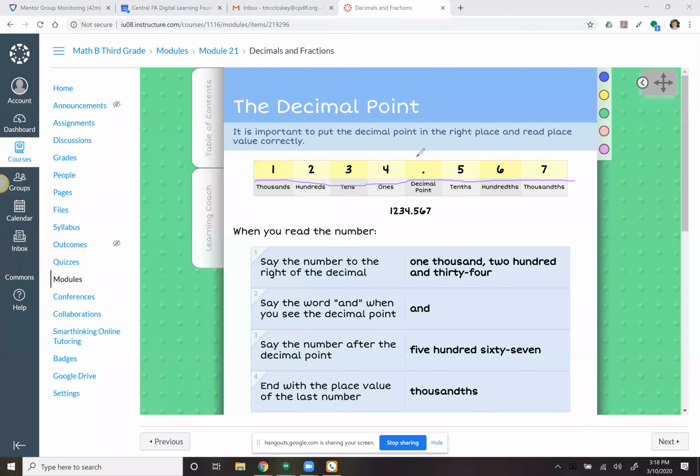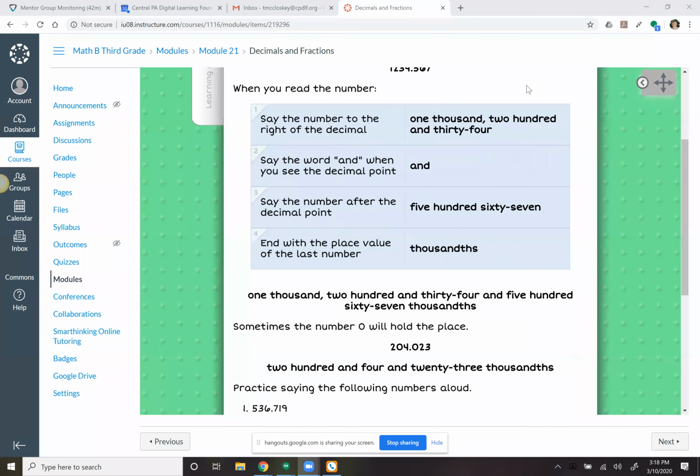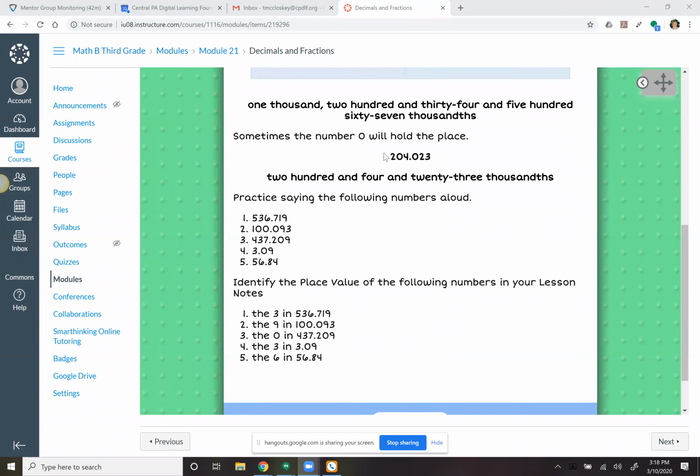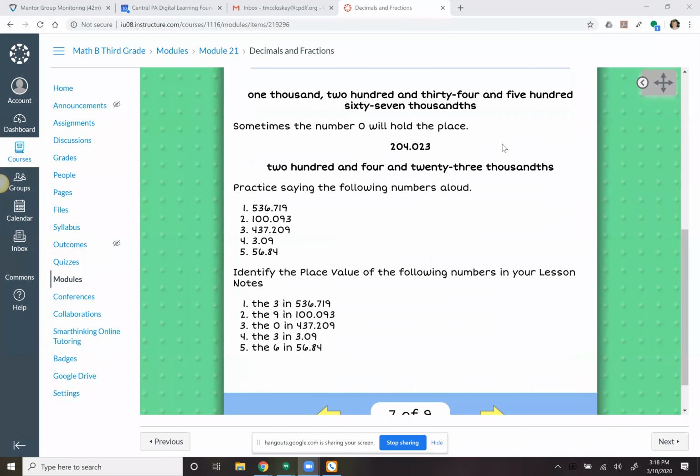1,234. And then this decimal, it's called and. So 1,234 and 56,000. Not quite. It's 567 thousandths. Good. Good. You just forgot that one number, and that's okay. That's great. All right, let's try this again with another one.